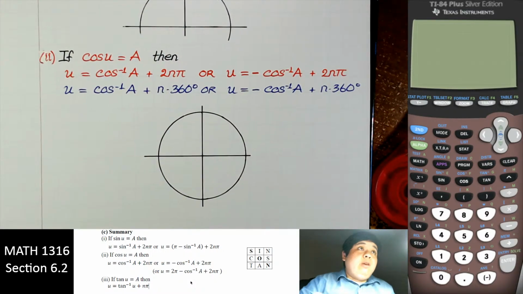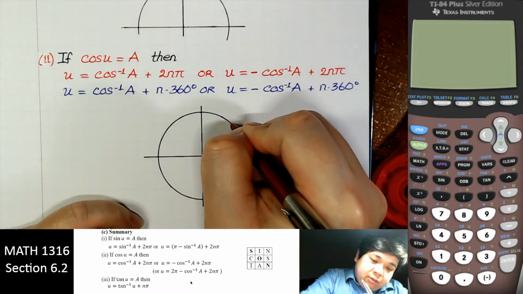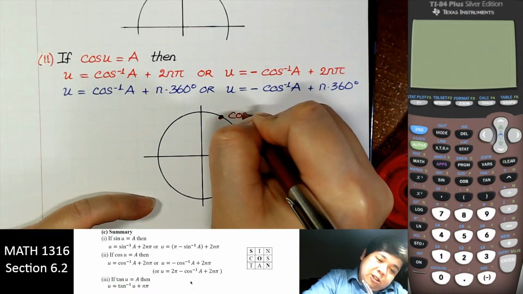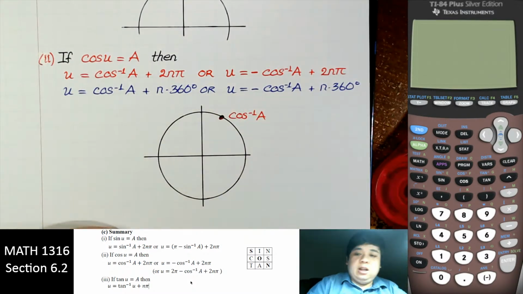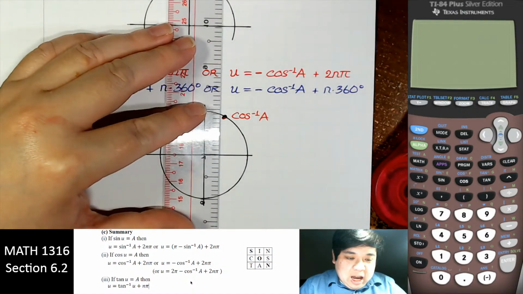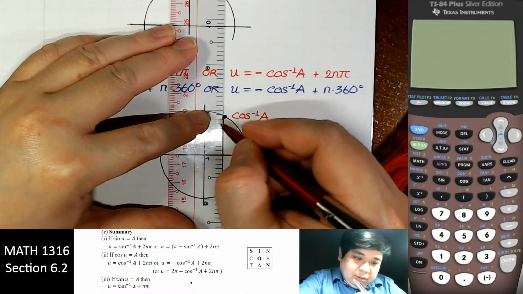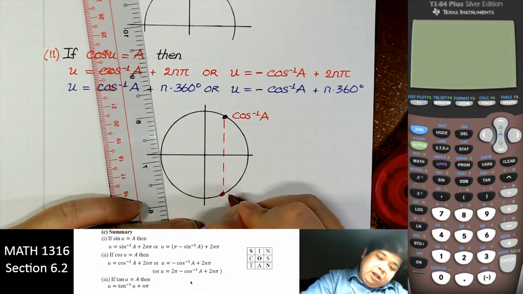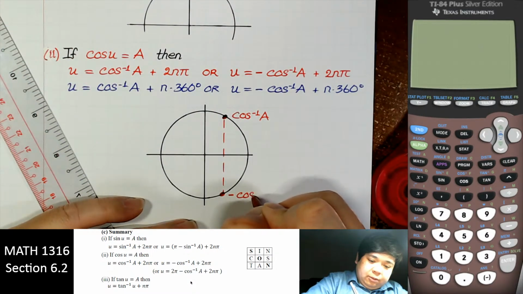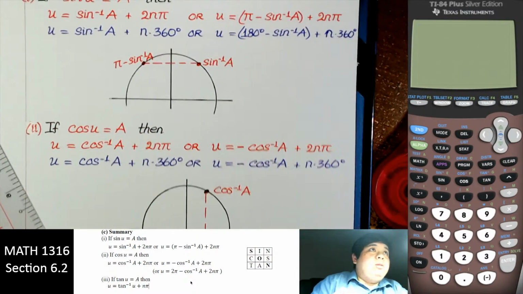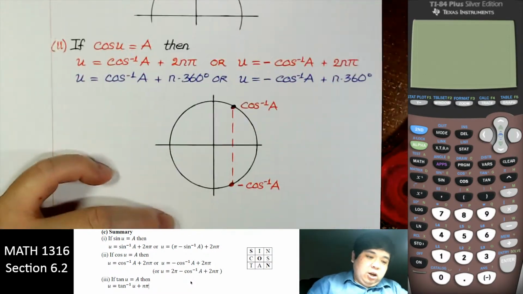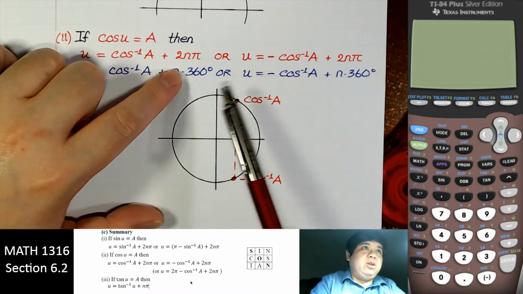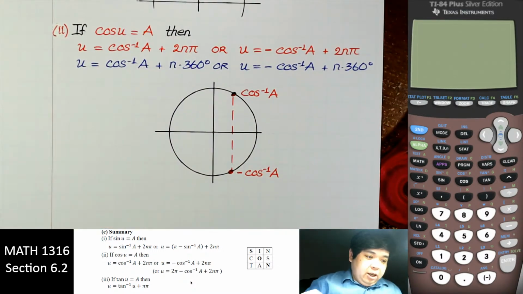Right. For cosine, we have two solutions. One of them is here, cosine inverse, and the other is the point that is across from the x-axis, and this is negative cosine inverse of A. So sine solution is across the y-axis, cosine solution is across the x-axis, and then on the coterminal angles, 360 degrees or 2 pi is added to it.